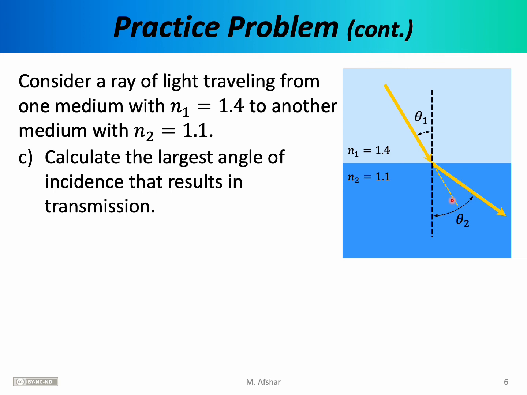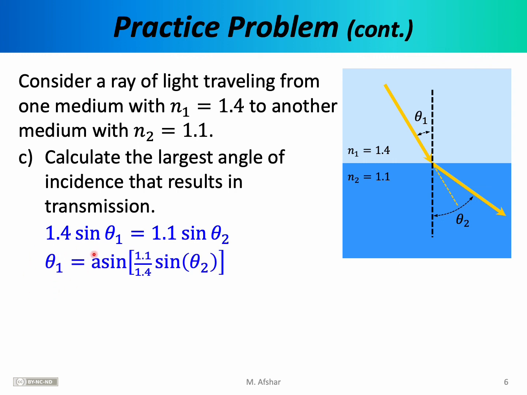So somewhere between 45 and 55 degrees, there must be some threshold, some largest angle of incidence that results in transmission. We want to find that angle. According to Snell's law, the two angles must be related as follows: index in medium 1 times sine of the angle in medium 1 equals index in medium 2 times sine of the angle in medium 2. We're looking for theta 1, so we can isolate theta 1 and write it as follows. Theta 1 is equal to the arcsine, or inverse sine, of 1.1 over 1.4 times sine of theta 2.